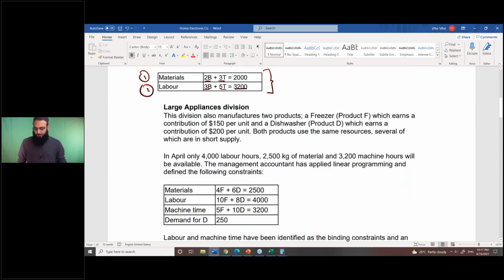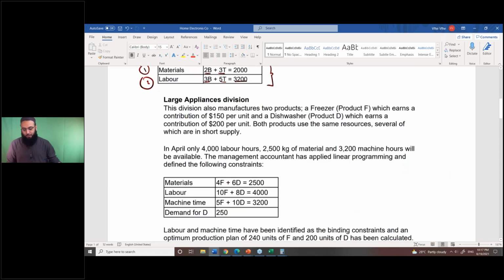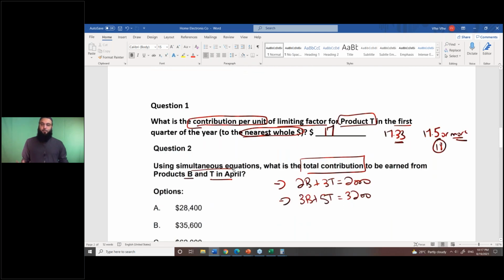Materials and labor. Okay, that's fine. So now let's work out through simultaneous equations. The rule of simultaneous equations is very simple and clear. The rule is that you have to eliminate any one variable from both the equations. So you have to select whether it's T or B, it's up to you. But you need to eliminate it, because there is one elimination method and one substitution method. So I'm going for the elimination method here. And the rule is simple. I've decided to eliminate T from both the equations.